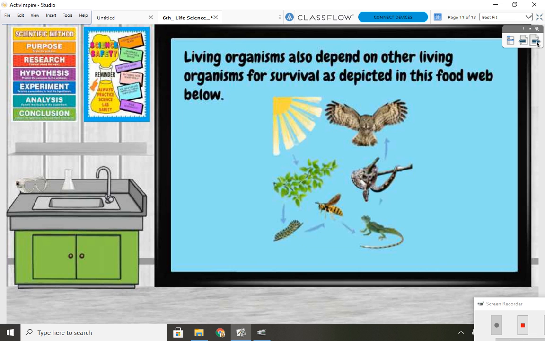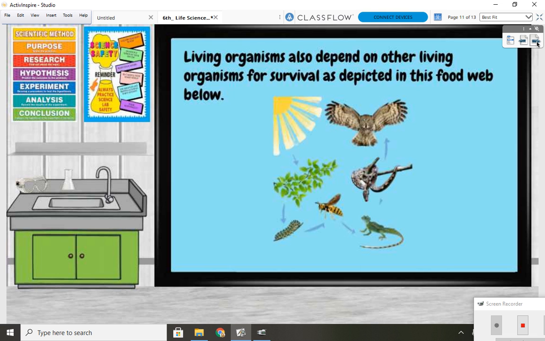Living organisms also depend on other living organisms for survival, as depicted in this food web below. So when you look at our picture here, we can see different organisms, how they feed off of one another. So the sunlight creates the energy for the plants. The plants flourish and grow. Then we have other organisms that depend on the plants. So here we have the caterpillars, and then the bees help with additional plant reproduction.